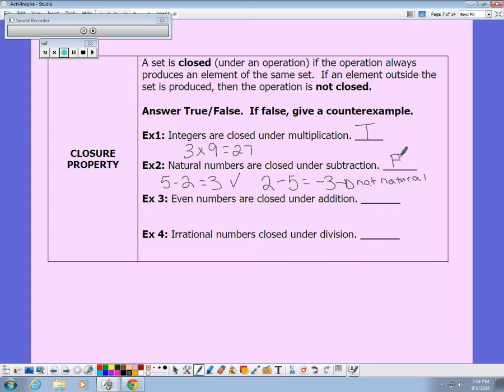Even numbers are closed under addition. So if I add 2 even numbers, we'll always get another even number. And that is actually true. And irrational numbers are closed under division. All right, so think about an example. Mine for irrational is always pi. So pi divided by 3 is probably irrational. Pi divided by 2 is probably irrational. But what about pi divided by pi? Remember, anything divided by itself is 1, and 1 is rational. Therefore, that statement is false.